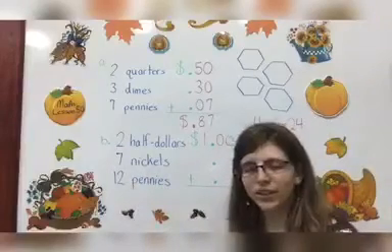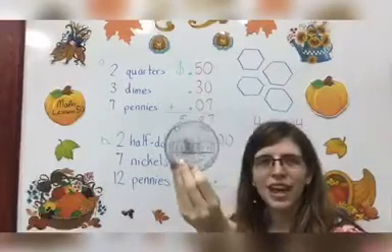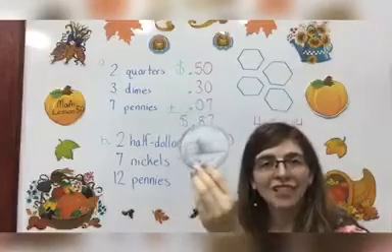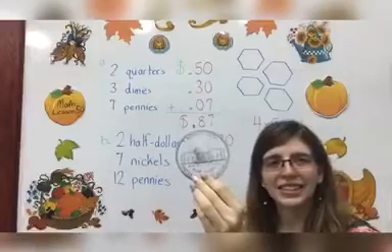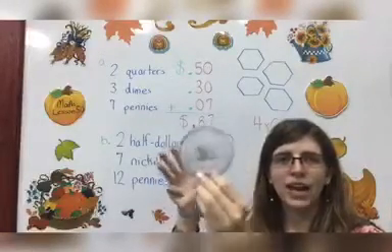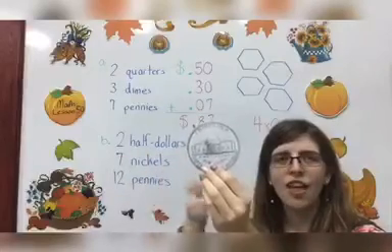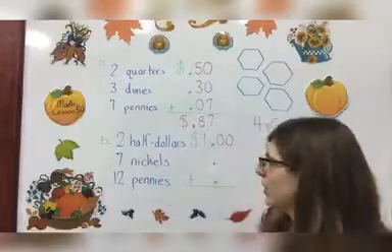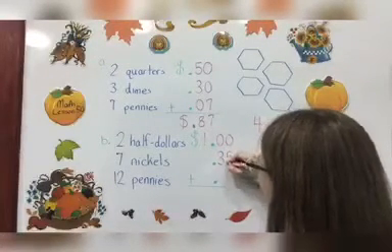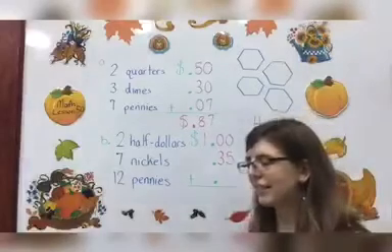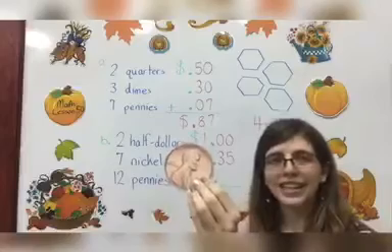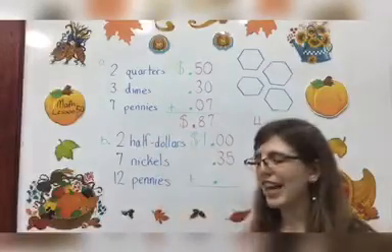7 nickels. Okay, here's a nickel. How much is a nickel worth? It's worth 5. That's right. So we count by 5s 7 times. 5, 10, 15, 20, 25, 30, 35. So 7 nickels is 35 cents. Okay, 12 pennies. Well, each penny is worth 1 cent, so 12 pennies is 12 cents.